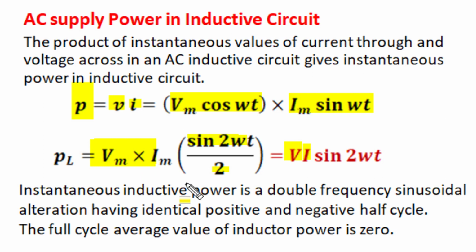So Vm Im by 2 becomes the Vrms Irms product, and we can say instantaneous power is a double frequency sinusoidal variation with peak magnitude or amplitude equal to the product of RMS voltage and RMS current. And we know for any sinusoidal or cosinusoidal wave, the full cycle average value is 0. So the average power in an inductive circuit, where current lags voltage by 90 degrees in phase, is 0.